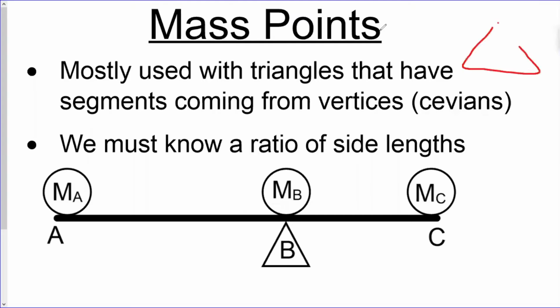You've seen cevians before. If you were to have a vertex, let's call this vertex A, and it goes to some other point on its opposing side, so A to D would be a cevian coming from A.